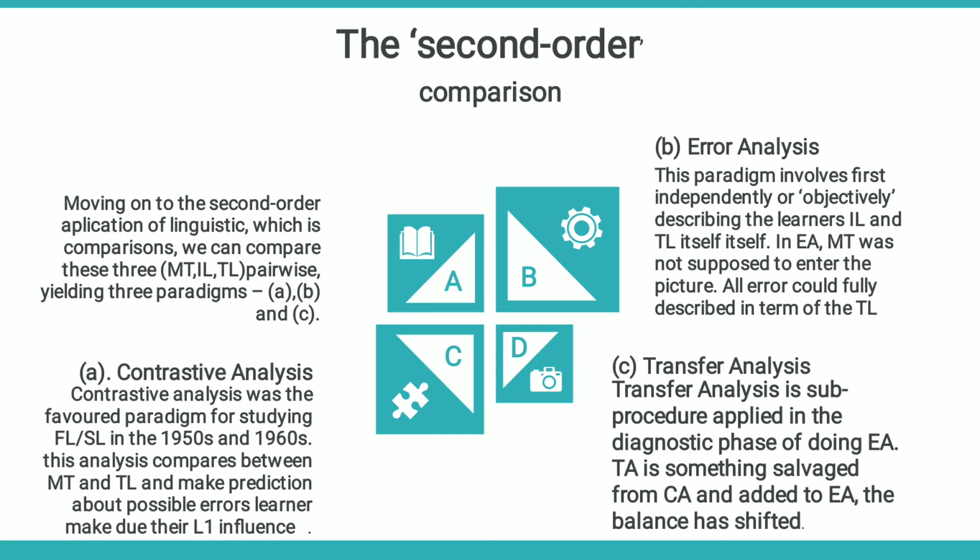B. Error analysis. This paradigm involves first independently or objectively describing the learner's interlanguage and the target language itself. In error analysis, mother tongue was not supposed to enter the picture. All errors could be fully described in terms of the target language. Transfer analysis is a procedure applied in the diagnostic phase of doing error analysis. Transfer analysis is something salvaged from contrastive analysis and added to error analysis, and the balance has shifted.